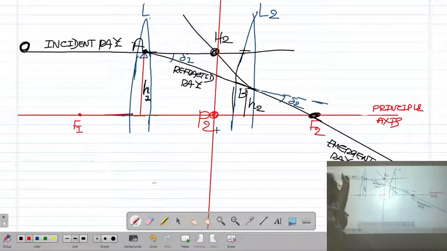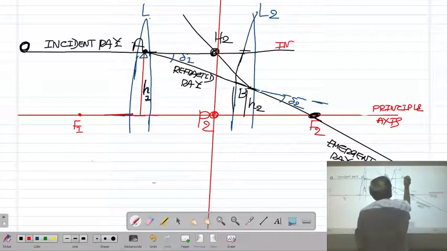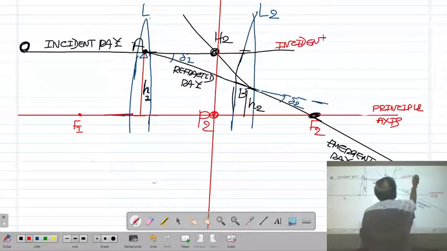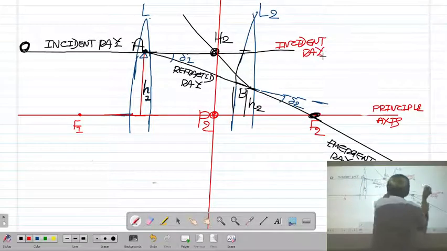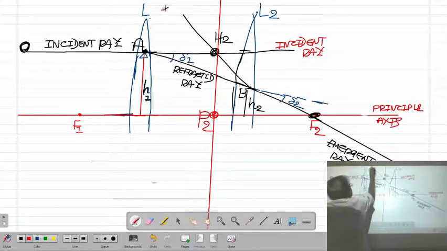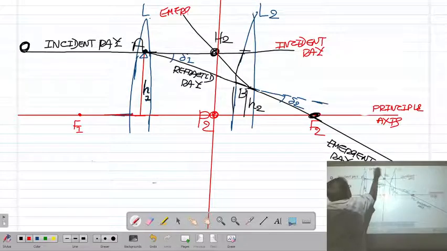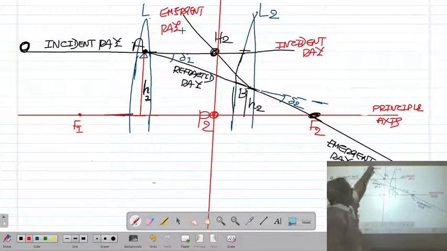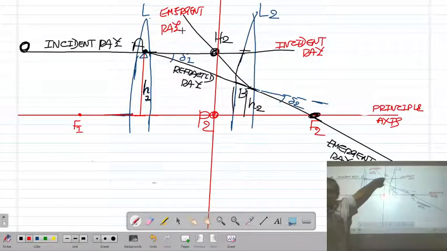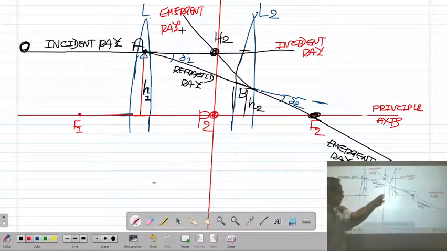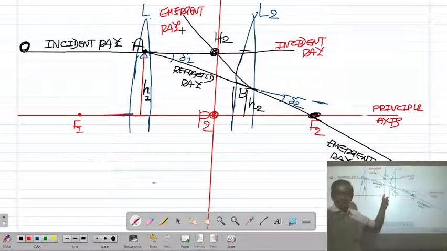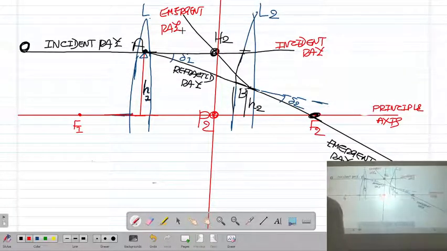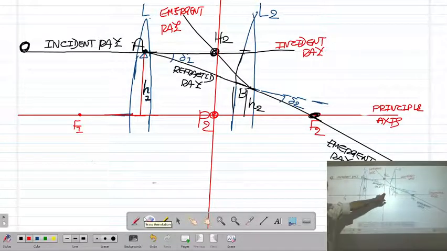So this is the incident ray, which is extended in forward direction. This is the emergent ray, extended in the backward direction. Both the rays are meeting at point H2. The plane passing through point H2 and perpendicular to the axis, H2P2, is called the second principal plane, and point P2 is called the second principal point.